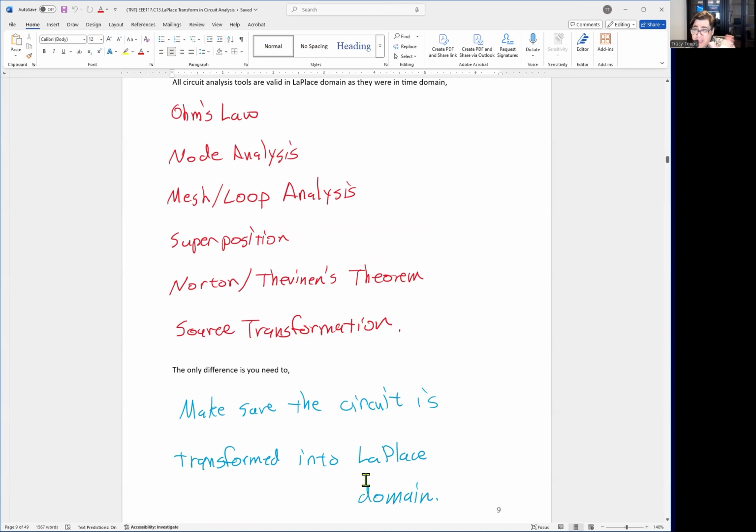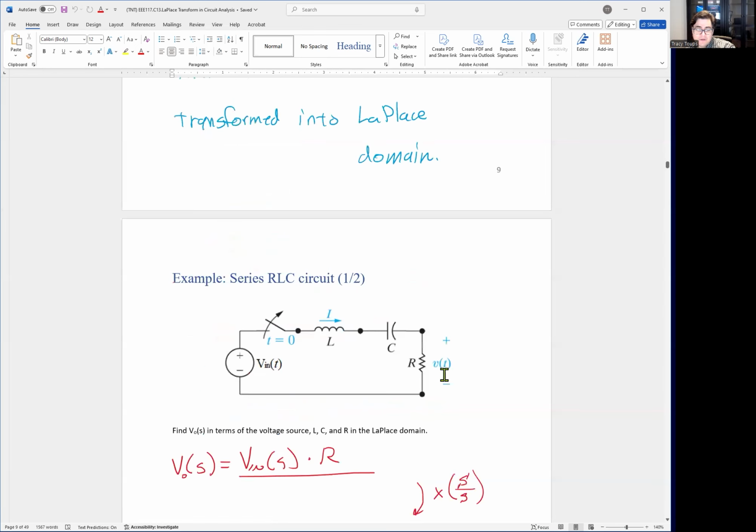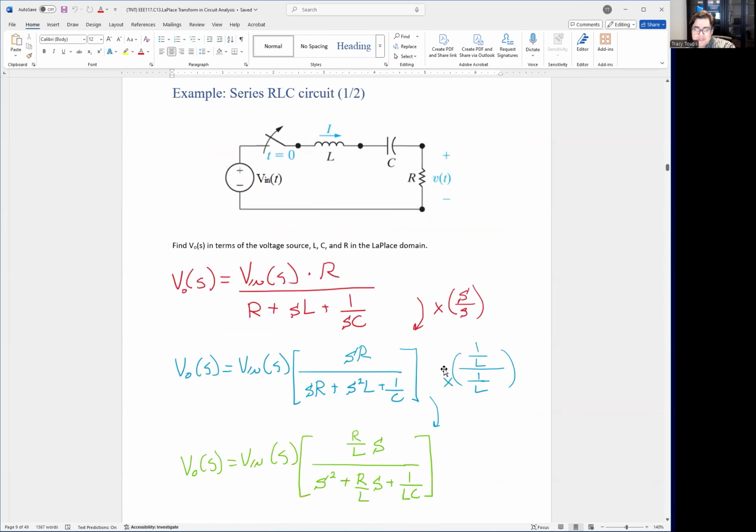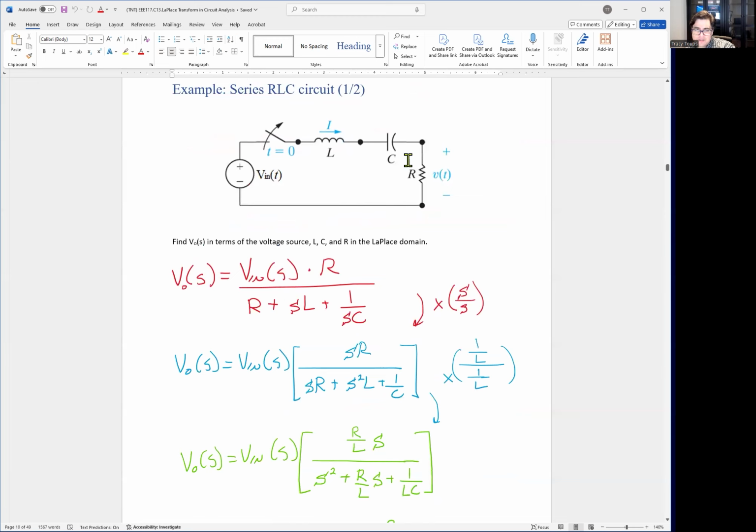You can't do half and half. You can't transform half the circuit and then leave the other half intact. It needs to be all or none. Okay. So let's do an example of all three, inductors, capacitors, and resistors, put together.